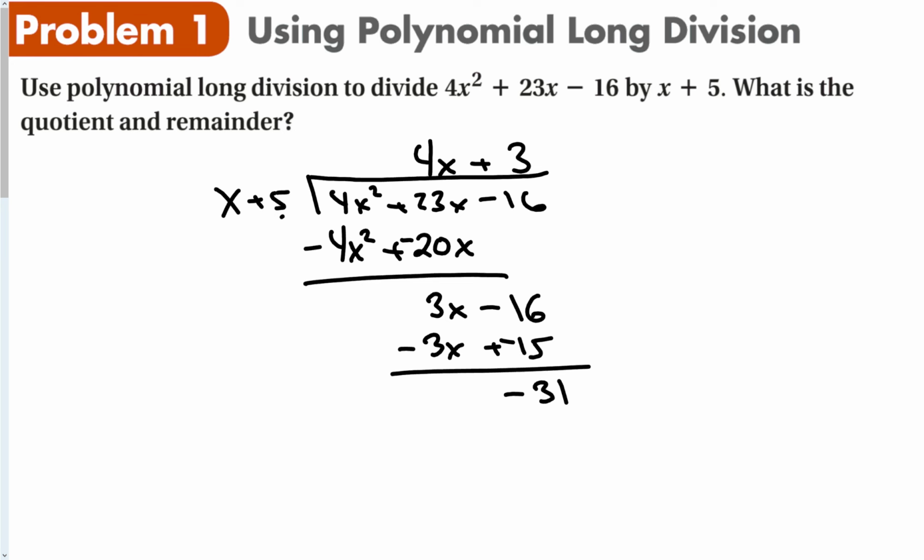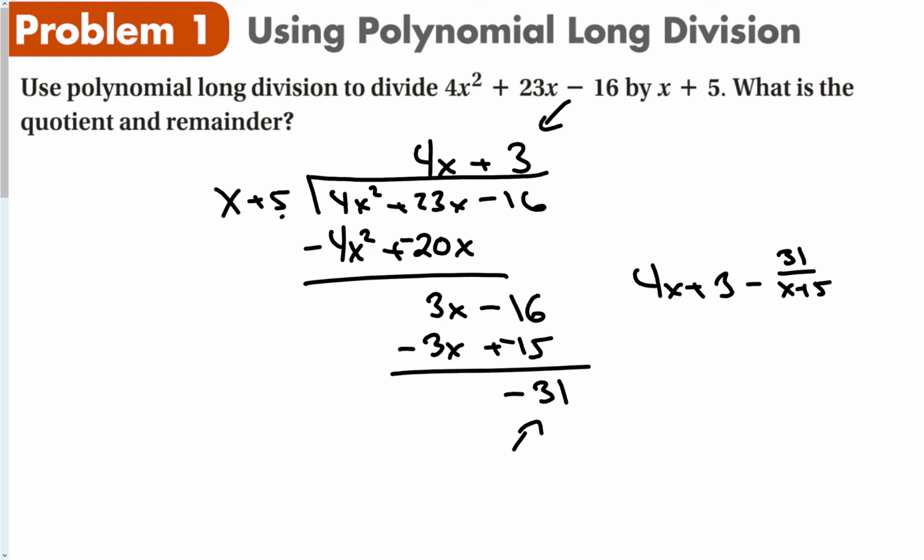There is nothing left. That means that we are finished. So that means the quotient is 4x plus 3. The remainder is negative 31. If I'm going to write this answer as a polynomial, it would be 4x plus 3 minus 31 over the divisor x plus 5.